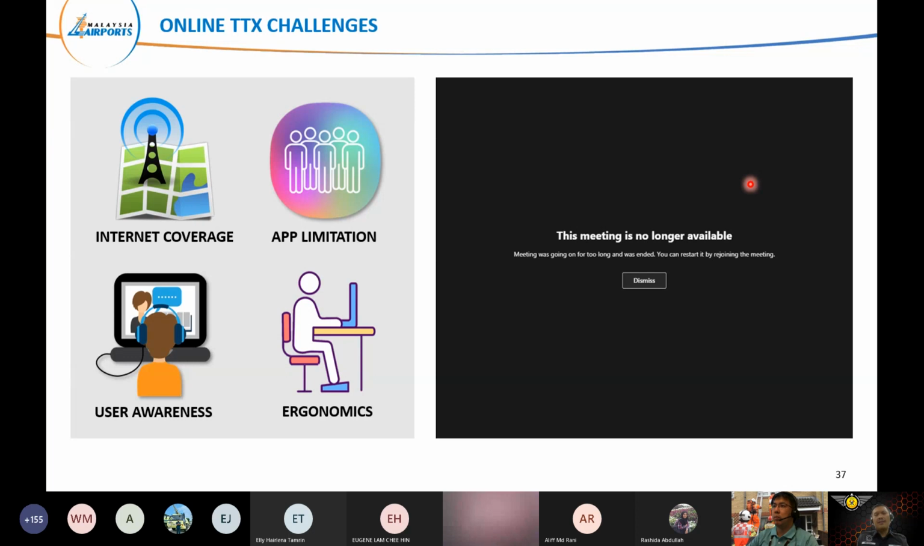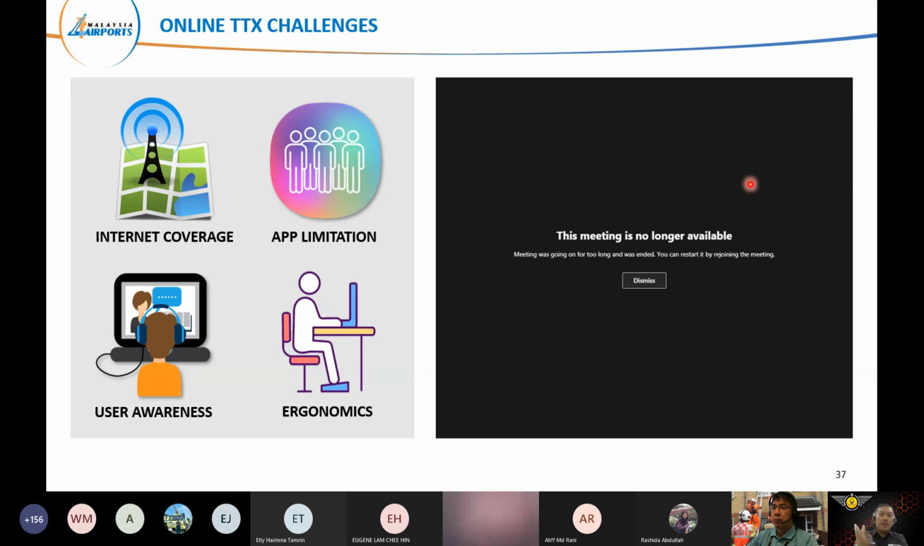When we are using Microsoft Teams, there are some limits of participants. When the participants reach 310, if I'm not mistaken, suddenly Microsoft Teams stops, because we have already reached the limit of participants.